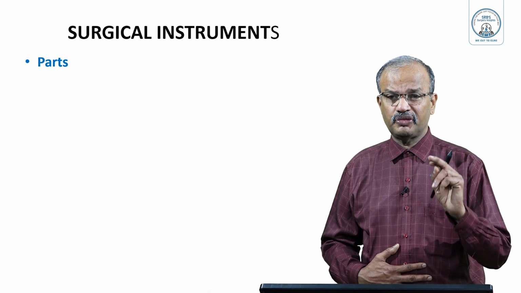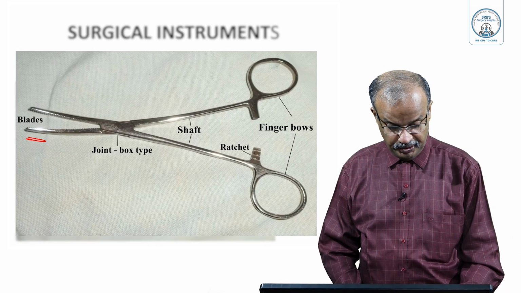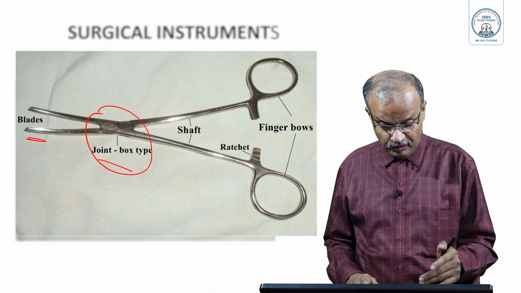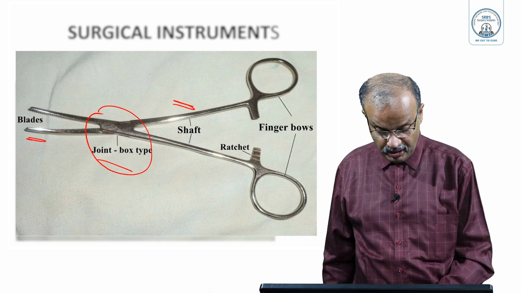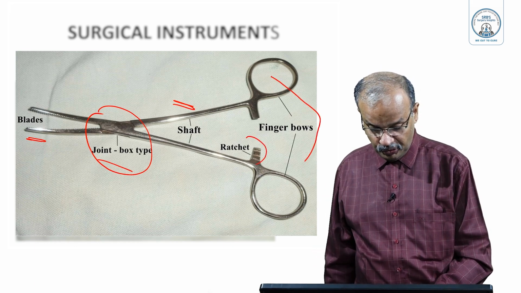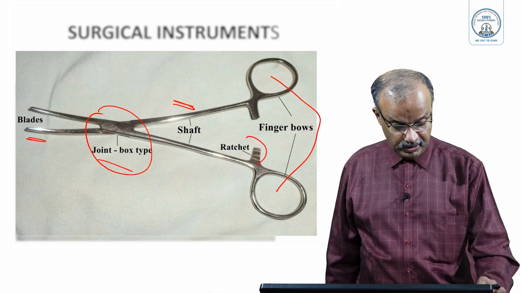So what are the parts of surgical instruments? See that these are the blades. This is the joint. See that? It can be box type, it can be screw type. This is called a shaft. This is ratchet which catches and holds, and these are called finger bows. So the finger bows, ratchet, shaft, joint, box, blades.